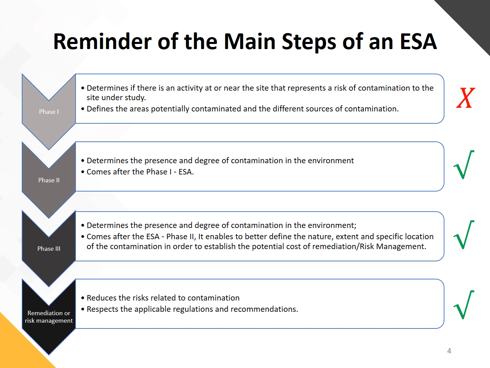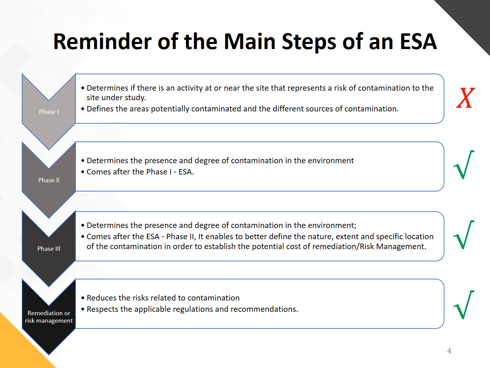Just a small reminder of the main steps of an environmental site assessment. If you watched or listened to the previous webinar on environmental site assessment, you should know all of this information. But globally, a phase 1 is the moment when you determine if there is an activity at the site or around the site that represents a risk of contamination to the site under study. And it will also give you the opportunity to define the areas potentially contaminated and the different sources of contamination. But we will not take any sample during the phase 1. It's only about visiting the site, doing an interview, and doing a historical review.